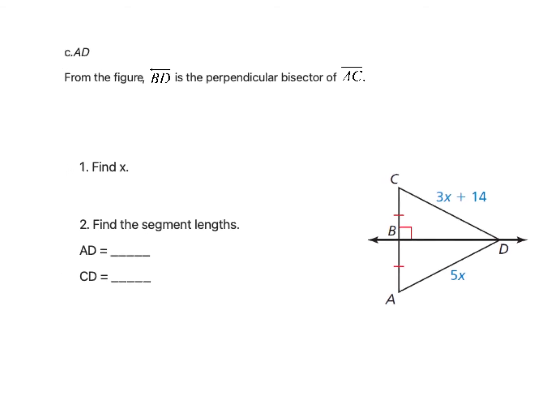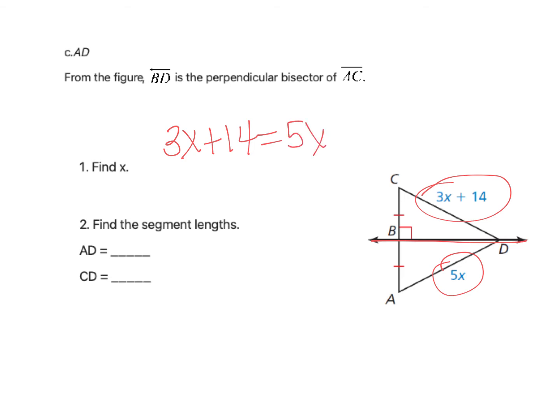Okay, let's make it a little bit more difficult, right? So we look, BD is the perpendicular bisector, which means if BD is the perpendicular bisector, then the two lengths from D to the endpoints of the segment are going to be equal to each other. So to find x, we would just say that 3x plus 14 equals 5x. If we subtract 3x from both sides, we get 14 equals 2x, and x equals 7.